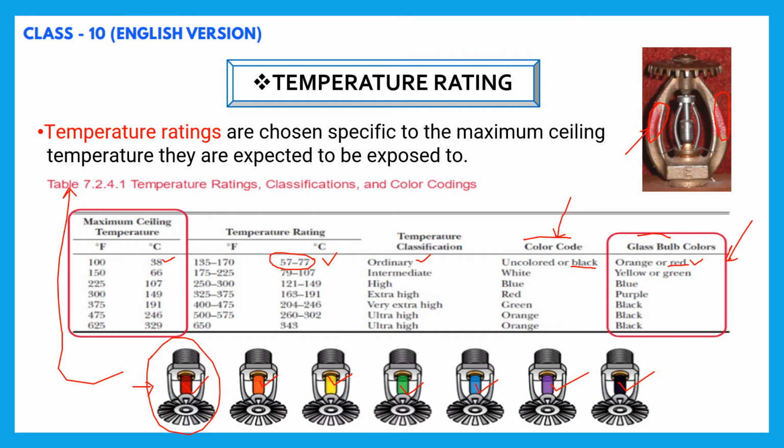Now for example, if we have the temperature rating in a power plant of about 149 degrees centigrade, then we will consider this as extra high temperature classification, and the temperature range can be in between 163 to 191 degrees centigrade for the sprinkler, and the color of the glass bulb shall be purple. And all these sprinklers shall be UL listed or FM approved as per NFPA 13.